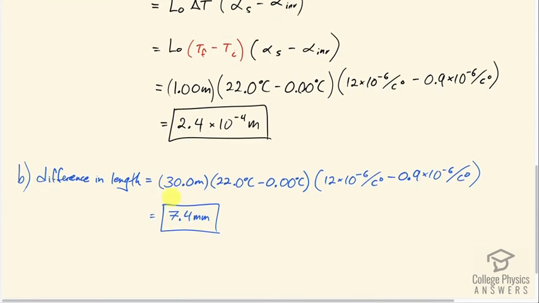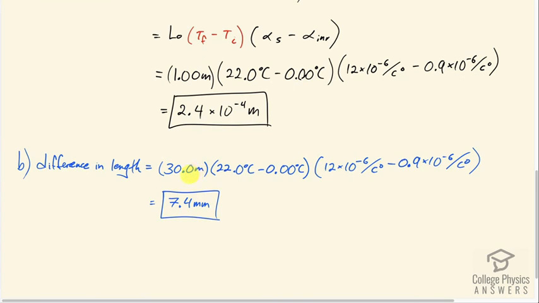Now what if you had a 30 meter surveyor's measuring tape? Then the difference in length will be all the same as before, except we're using the number 30 for the initial length instead of 1 meter for the initial length. So we have 30 meters times change in temperature times the difference in the coefficients of linear expansion, and that gives 7.4 millimeters.